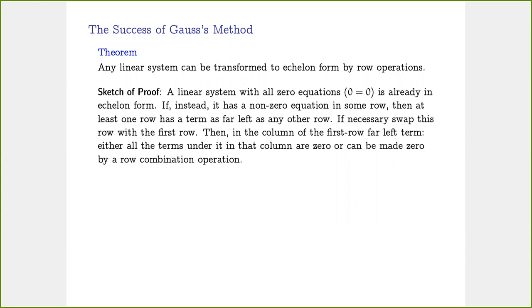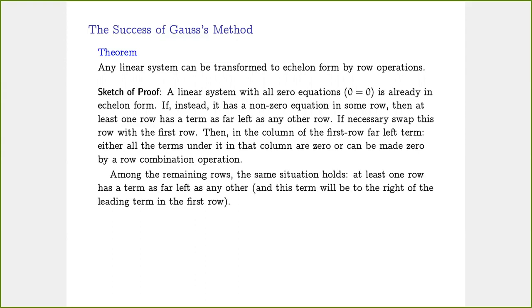Then in the column of that first row far left term, either all the terms under it in that column are zero or can be made zero by a row combination operation. That is, I can multiply the first row by some number and cancel off any of the terms in the rows underneath it. Okay, now let's look at the remaining rows.